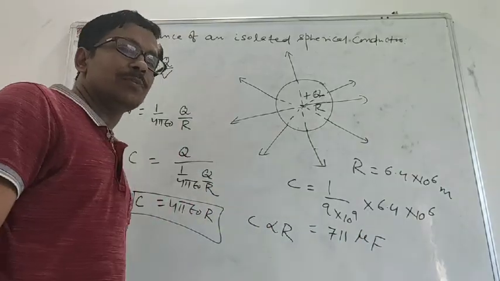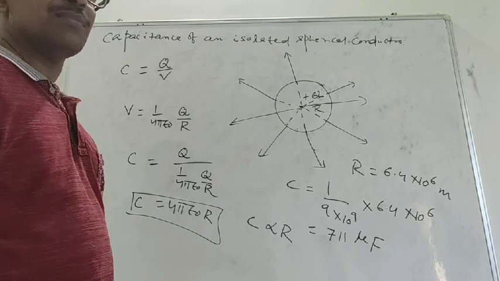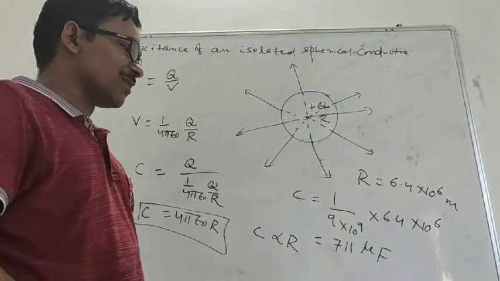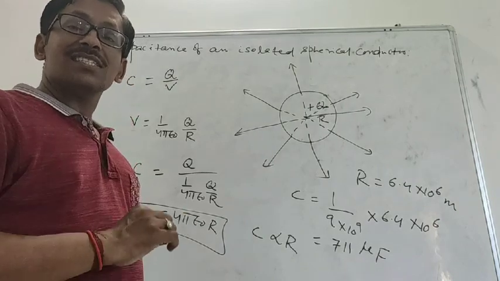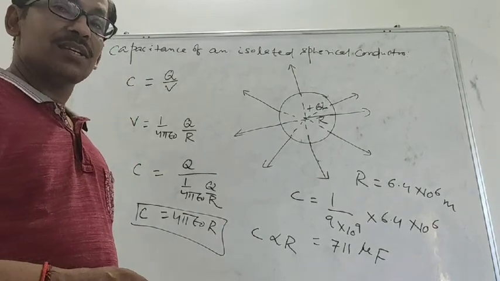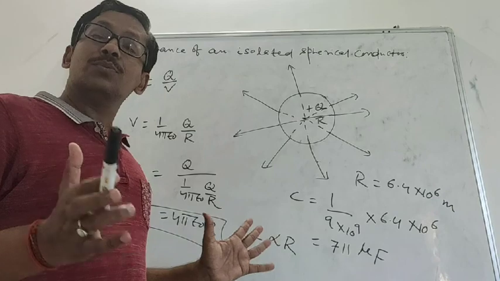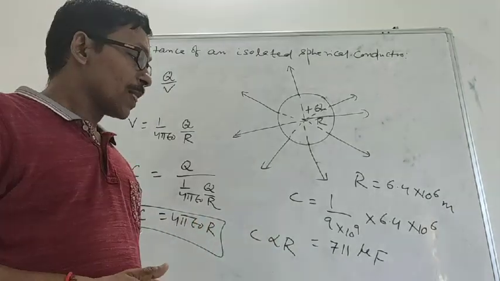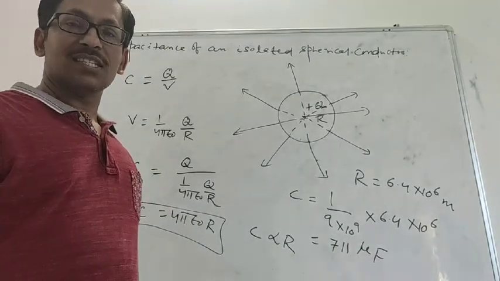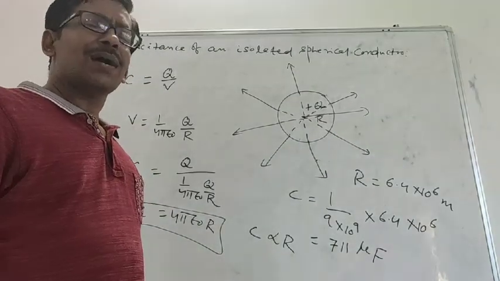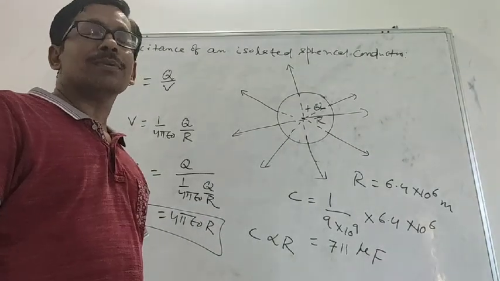Micro means 10 to the power minus 6 farad. And farad is a very large unit of capacitance. If you are taking earth as a sphere and calculating the capacitance, the value is coming only 711 microfarad, 10 to the power minus 6. So that's why the farad is a very large unit of capacitance.